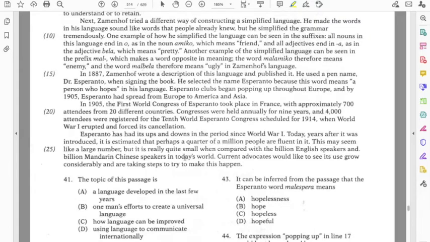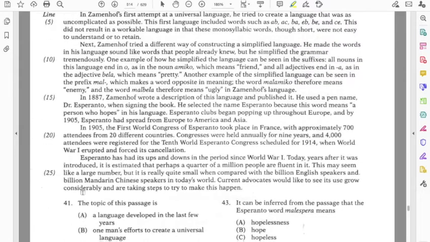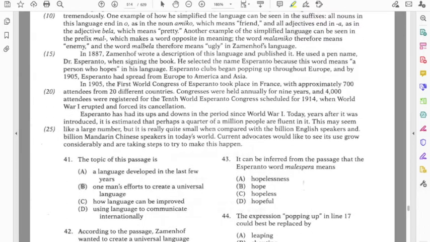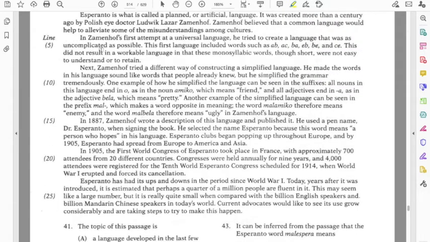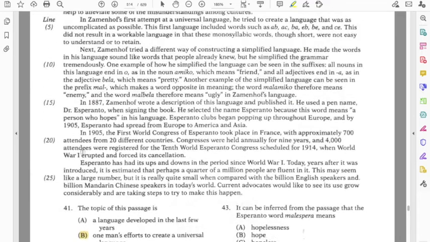All right, so a language developed in the last few years? No. One man's efforts to create a universal language? That certainly makes sense. How language can be improved? No, it's just about one language and something he made up. Using language to communicate internationally? Well, that's definitely what Esperanto is, but I think we started off with three of these: Zamenhof, Zamenhof, Zamenhof. I think it's probably one man's efforts.